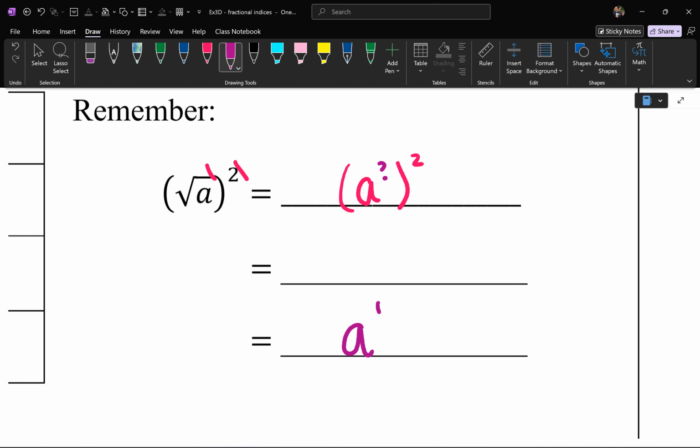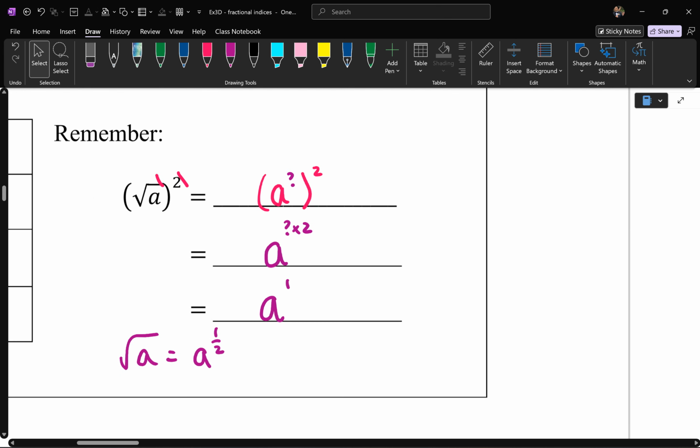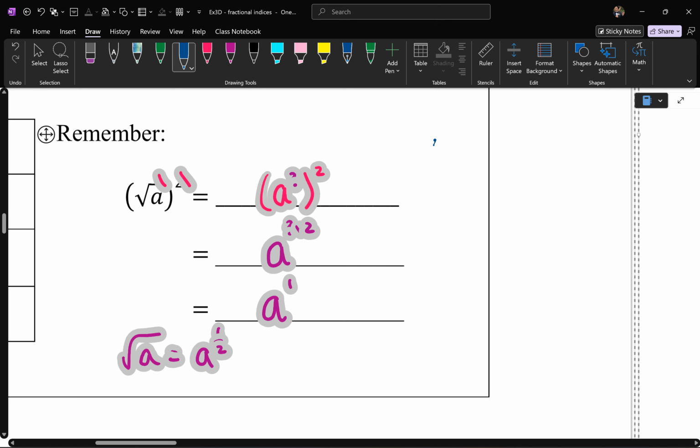You times them. So this question mark, you can think of it as a to the power of something, times 2, has to equal 1. What would that something have to be? 1 over 2. Very good. And that's where we have the property that if root of a is equal to a to the power of 1 on 2, then the square root relates to the fact that it is the denominator, power of the denominator, which is really interesting.